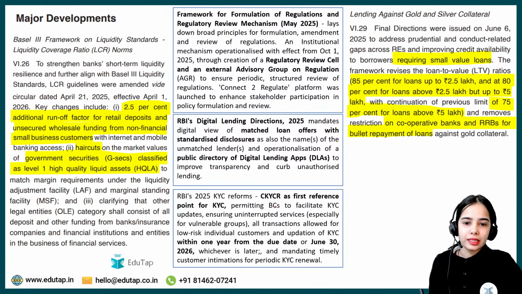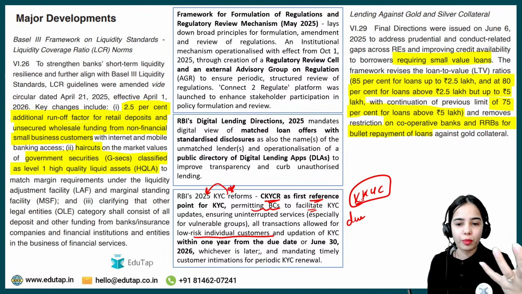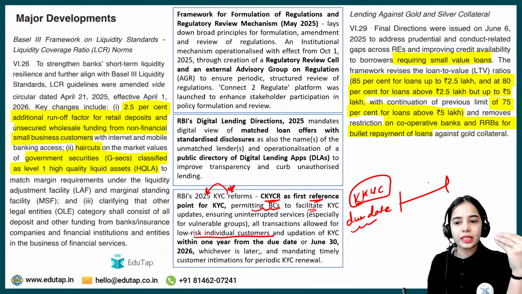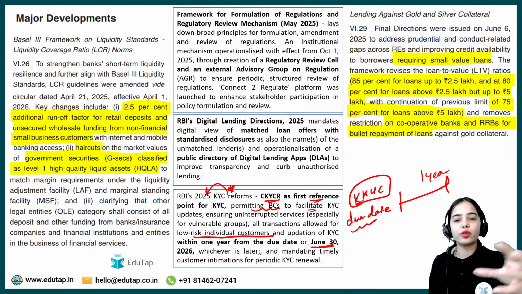Now coming to the next one, that is the central KYC norms. They were also reformed. They were also updated. So central KYC registry has become the first reference point for the KYC. The business correspondents, that is the agents of the banks, the arms of the banks, basically, are allowed to facilitate KYC updates, as well as it was said that for low risk individual customers, if they have not updated their know your customer information, which is due and the due date has passed, so for 1 year, or June 30th, 2026, till then they can continue their banking operations without their banking operations being hindered. But within the timeline, they have to fulfill their KYC norms.